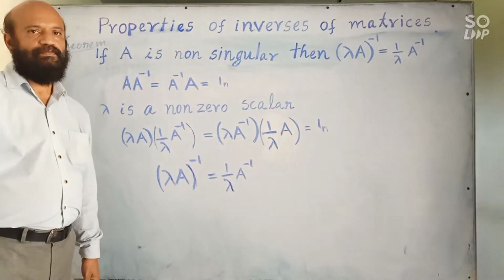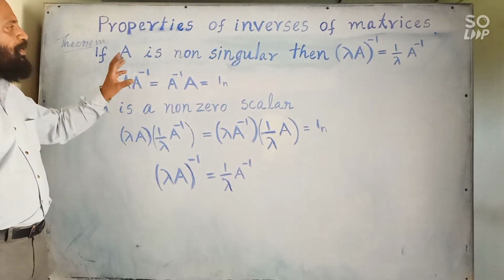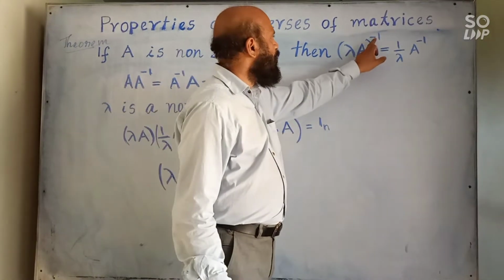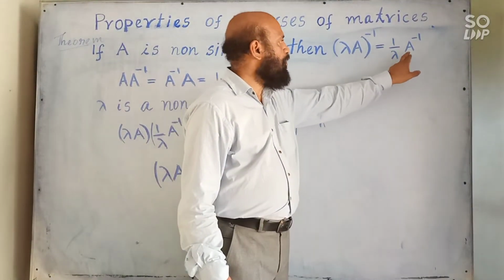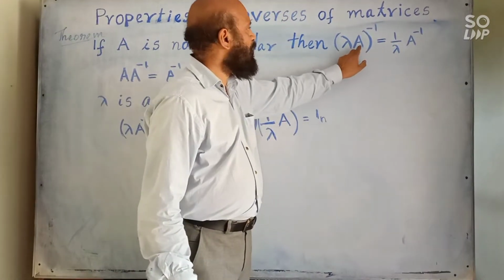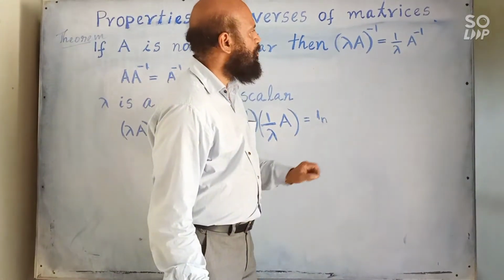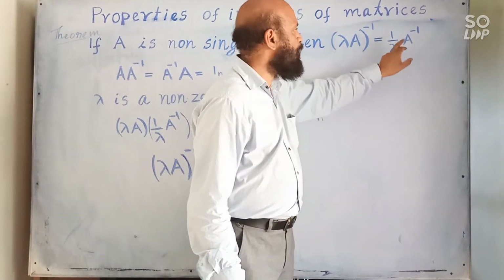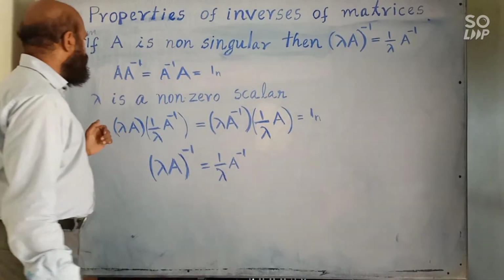Another property of inverses of matrices. If A is a non-singular matrix, lambda A inverse will be equal to 1 by lambda A inverse. Here the matrix is multiplied by lambda, then taking the inverse. Here, after taking the inverse, you are multiplying by 1 by lambda. Both are equal. Now let us see the proof for that.